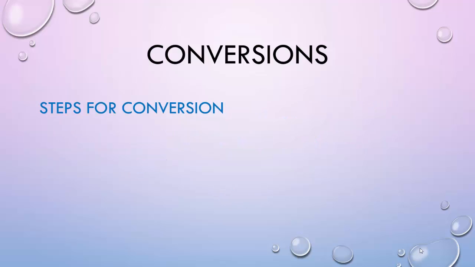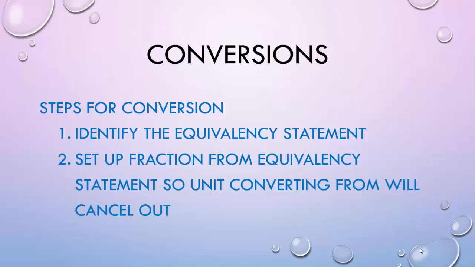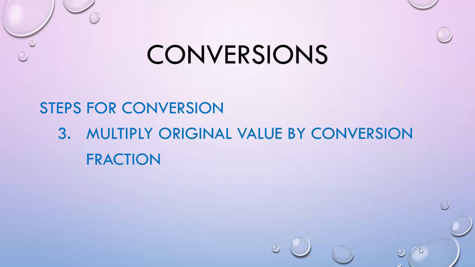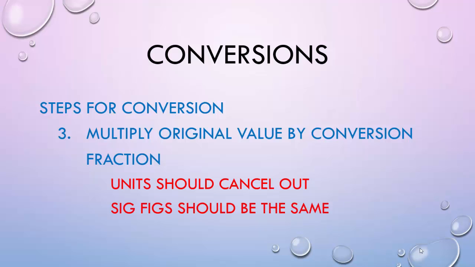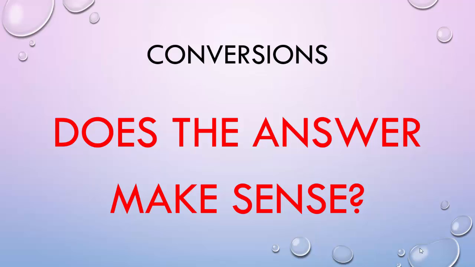So the steps for a conversion are pretty simple. There are 4 of them. 1. You need to identify the equivalency statement. For example, 1,000 milliseconds equals 1 second. 1,000 liters equals 1 kiloliter. Number 2, you set up your fraction or your conversion factor from the equivalency statement so the unit you're converting from will cancel out. Multiply the original value by the conversion fraction. The units should cancel out that you want to get rid of. Your sig figs will be the same, and now you can relax. You're done. Well, almost. You do need to go, does the answer make sense?